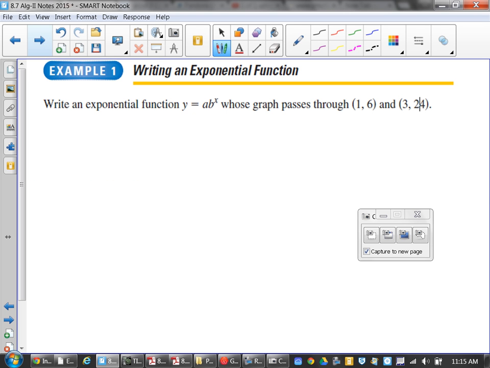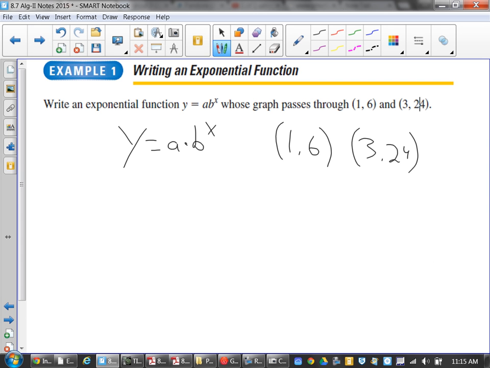So what I want to do is write out a function, y equals a times b to the x, that goes through the ordered pairs (1, 6) and (3, 24). Just b to the x. Remember the value of b was just showing you whether it was exponential growth or exponential decay. If the b value was greater than 1, it was growth. If it was a b value between 0 and 1, it was decay. The a value just meant whether it was negative or positive, going up or going the other direction. In this case, we're going to be dealing with positive b values.